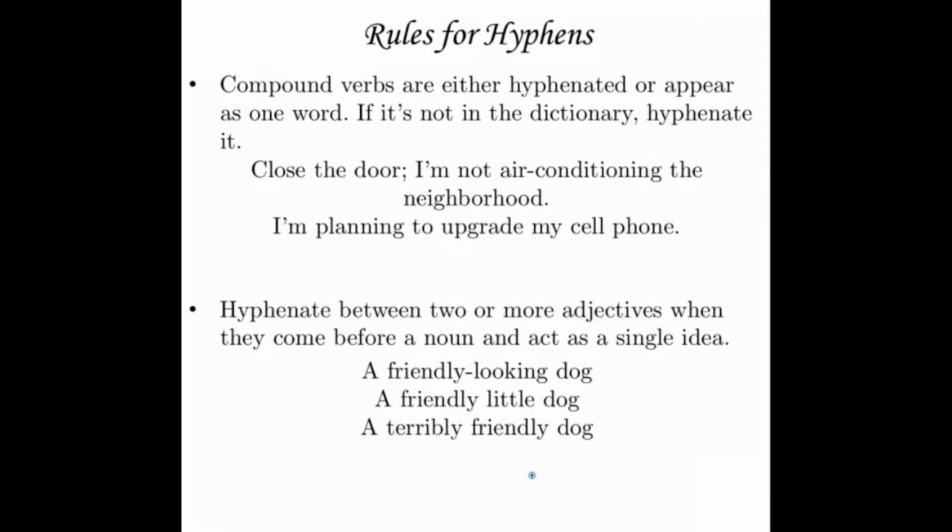All right. How does this all relate to hyphens? I'm getting to it. Compound verbs, okay, verbs consisting of more than one word, are either hyphenated or appear as one word. You don't have a two-word compound verb. If it's not in the dictionary, hyphenate it. So, for example, close the door. I'm not air-conditioning the neighborhood. I'm talking about the device that cools your house. This is something my mother used to say all the time. I would leave the front door standing open, and she would say, close the door. I'm not paying to air-condition the neighborhood. Well, air condition can't be two words when you're using it as a verb. The only two-word verb phrases are helping verbs and main verbs, which are covered in the basic grammar course. So if you're just turning two words into a verb, you hyphenate it.